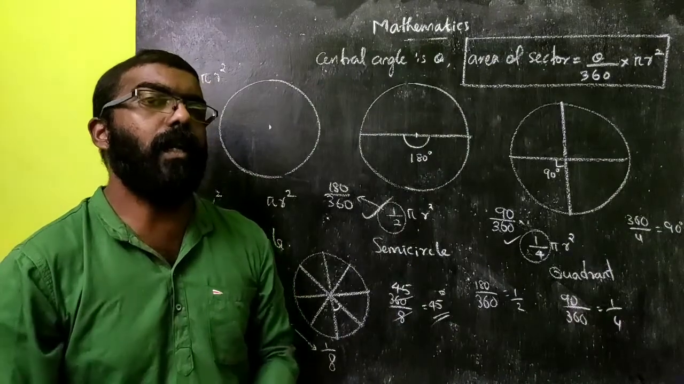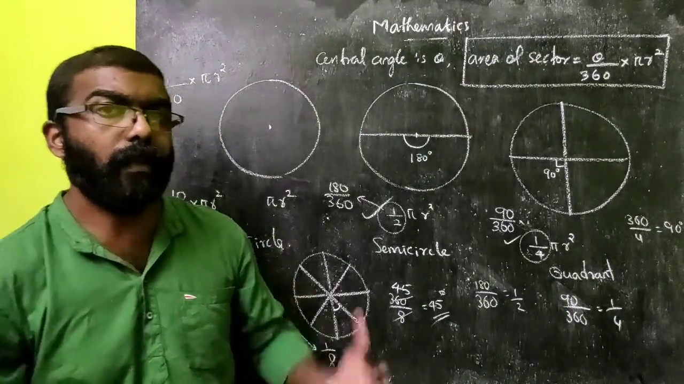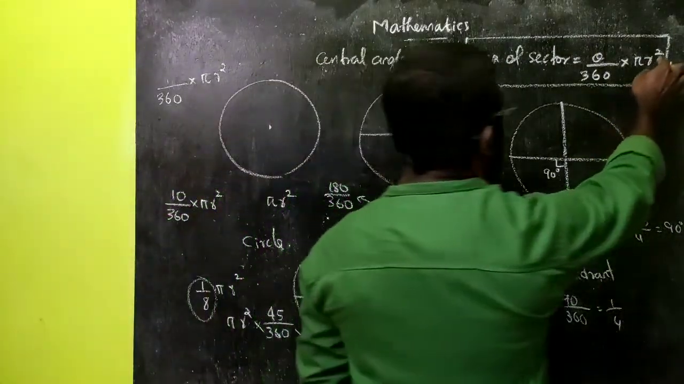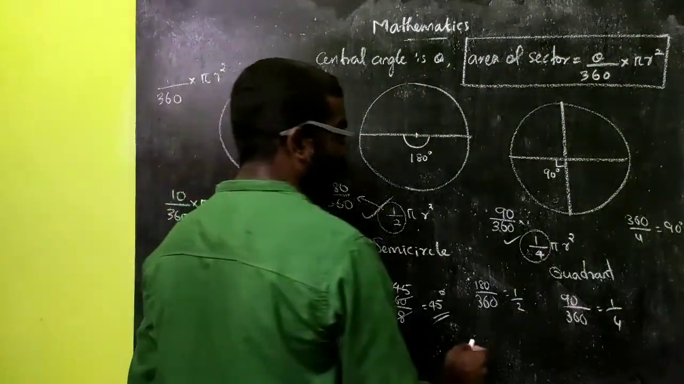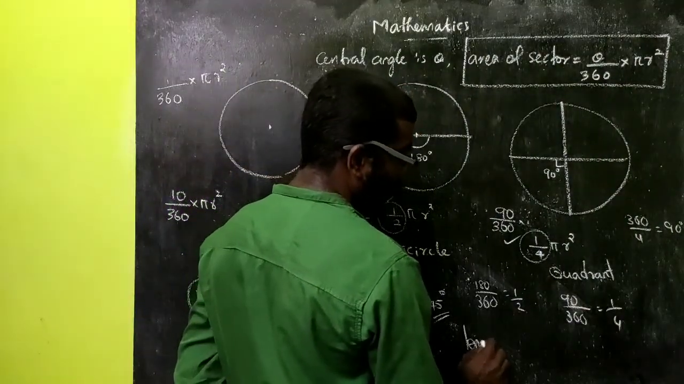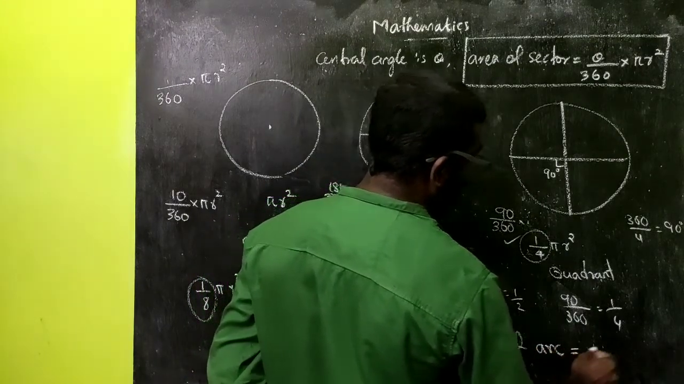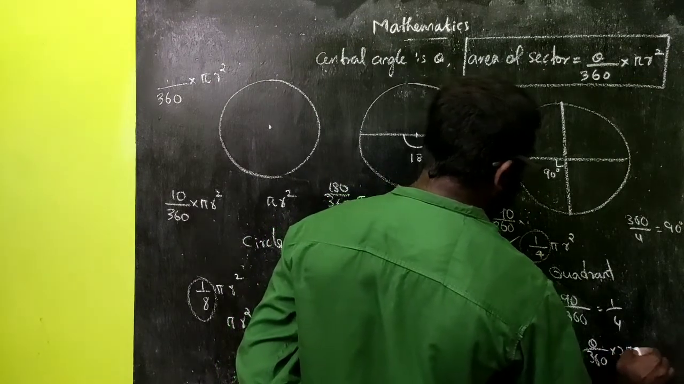Similarly, we can find the formula for the length of an arc. Length is related to perimeter, so instead of writing pi r square, we have to write 2 pi r. So we can say the length of an arc is equal to theta by 360 into 2 pi r.